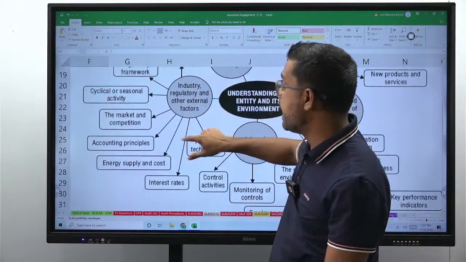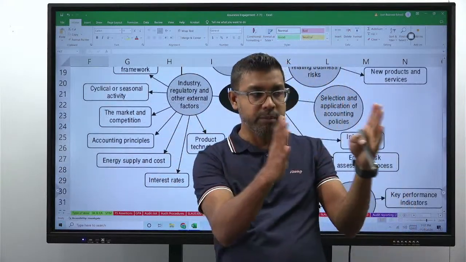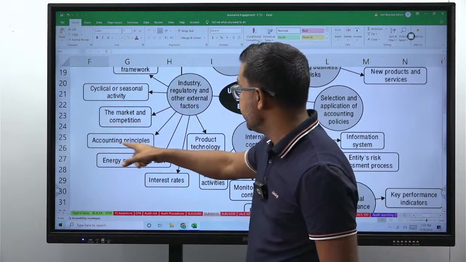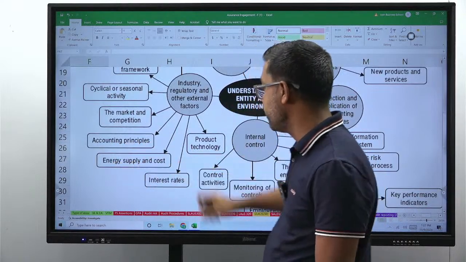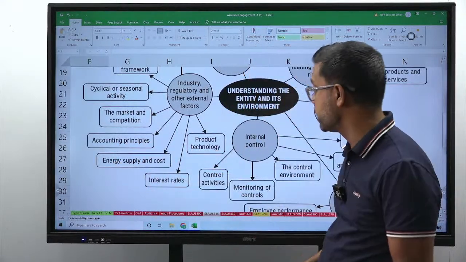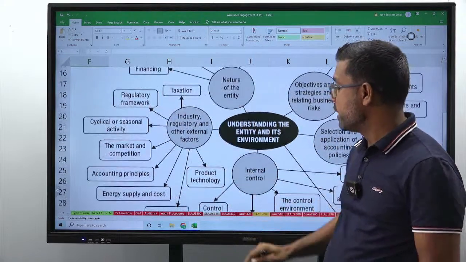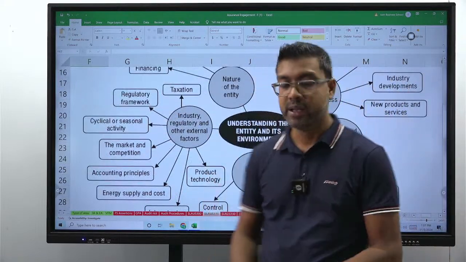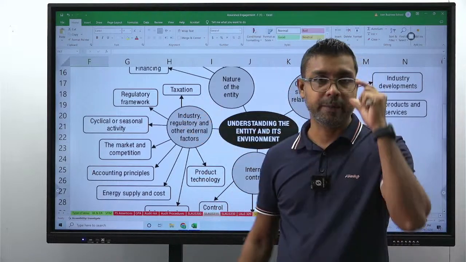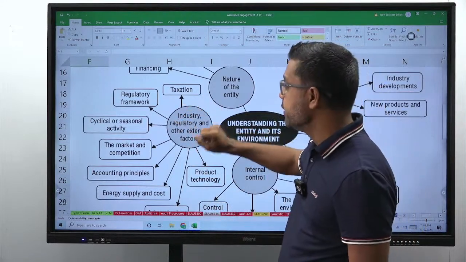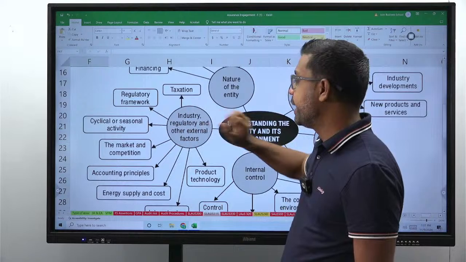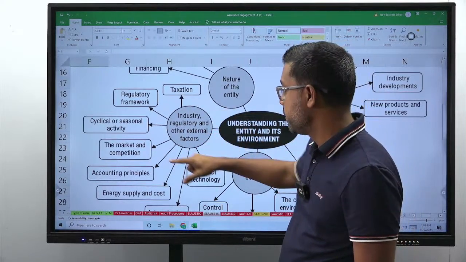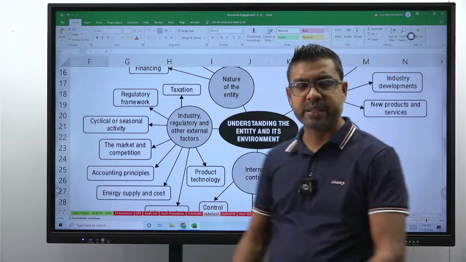Then market and competition. Are you auditing a competitive client? Is there a competitive market for this? Then accounting principles, energy and supply cost, interest rate of the market, product technology. So what is the technology that they use to manufacture their product? That is important to understand, right? Now let's say one example, why this is important. Now let's say the market and competition, the market.